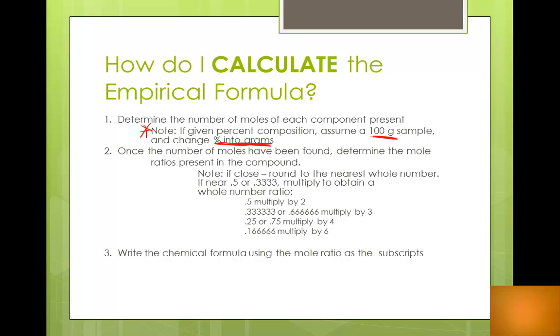Once the number of moles have been found, determine the mole ratios present in the compound. If you have a number that is close, round to the nearest whole number. However, if you have a number near 0.5, multiply by 2 to obtain a whole number. If you had 0.33 or 0.66, multiply by 3. 0.25 or 0.75, multiply by 4. 0.166, multiply by 6. The last step, write the chemical formula using the mole ratio as the subscripts.